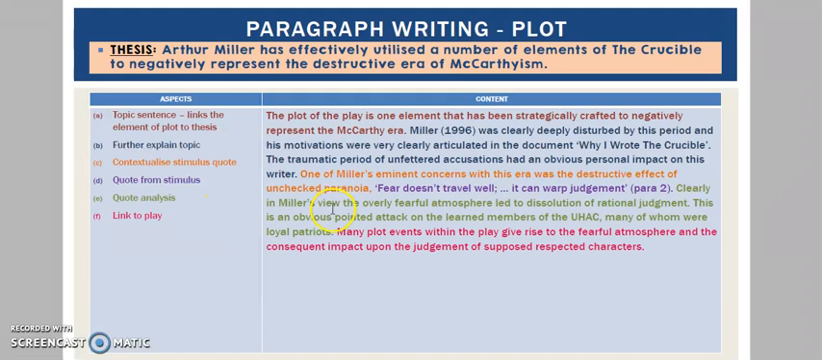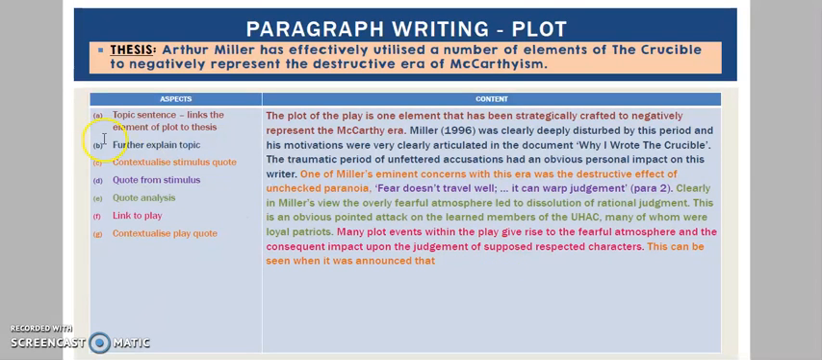Then once you've done a bit of analysis in terms of the McCarthy era, whether it's for plot, character, or theme, you then need to make a link to the play. Okay, and the fact that there is characters in the play or themes in the play that resemble that of what was happening in the McCarthy era, just like this one does here. So it joins the two together.